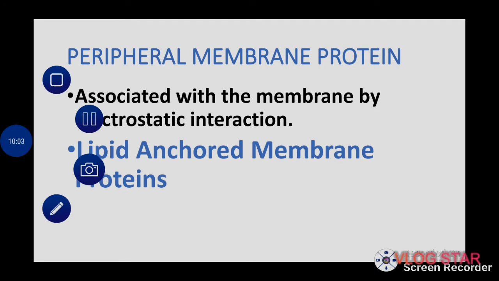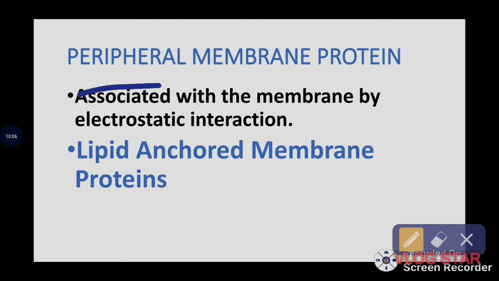Now, peripheral membrane proteins. Peripheral membrane proteins are those proteins that do not penetrate the lipid bilayer. They are actually present on either of the two sides of the cell membrane. Maybe they are on the outer leaflet, or maybe they are in the inner leaflet. Peripheral membrane proteins are associated with the membrane by electrostatic interactions. So they are not bound by covalent bonds. That's why they are very easy to detach from the lipid bilayer. So we can easily detach them from the lipid bilayer.